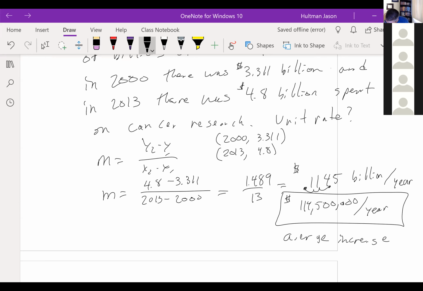So on average, the amount that we're spending on cancer research is increasing by $114,500,000 extra dollars every year. Okay, so say our base is $3 billion. Well, we add 114 million to that each year, and then you're going to get to the 4.8 after 13 years. Okay, if that makes sense. Hopefully it does.